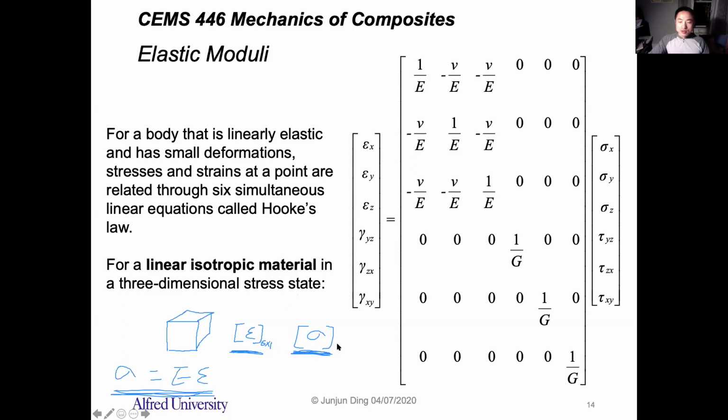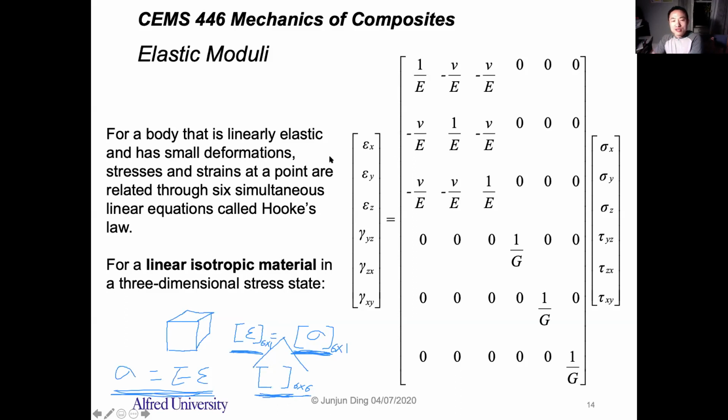One column. 6 row. 1 column. All right. So you will have the relation of strain and stress matrix. We'll have another matrix, right? 6 by 6 matrix as a relation, as a factor between those two, right? So we call this matrix, 6 by 6 matrix, the elastic moduli.